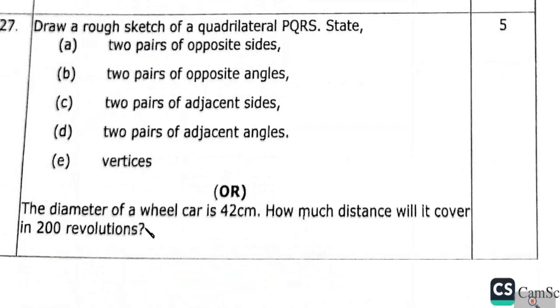The diameter of a car wheel is 42 centimeters. How much distance will it cover in 200 revolutions? To find this, we have to find the distance made by the wheel in 1 revolution. After that, you can multiply with the 200 revolutions. To find the 1 revolution, you have to find the perimeter of the wheel.